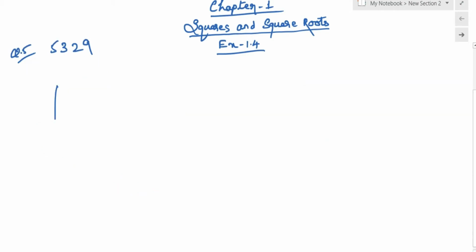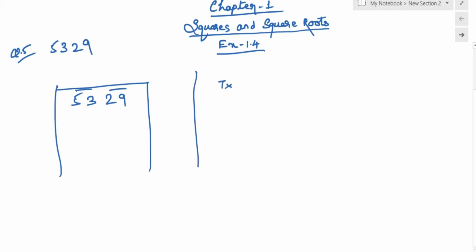Next question is 5329. Again we'll keep it inside the box. 5329, we'll take the pairing 29 and 53. 7 7s are 49. Again we'll make a rough work and we will go ahead. 7 7s are 49, 8 8s are 64. So 64 is much higher than 53, so we'll go ahead with 7 7s are 49 and then we'll subtract it.